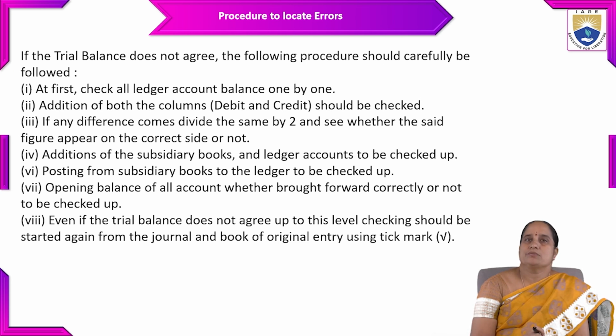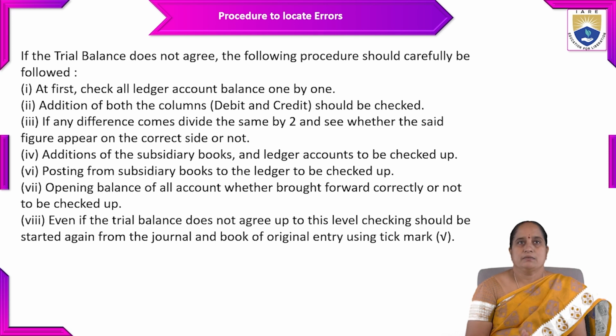Then coming to the procedure to locate errors. If the trial balance does not agree, the following procedure should carefully be followed. At first, check all ledger account balances one by one. Second, addition of both the columns should be checked, to see whether we made any mistakes while computing the totals. If any difference comes, divide the same by 2 and see whether the figure appears on the correct side or not.